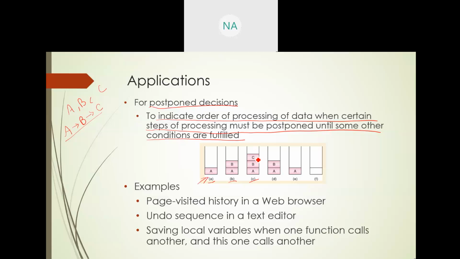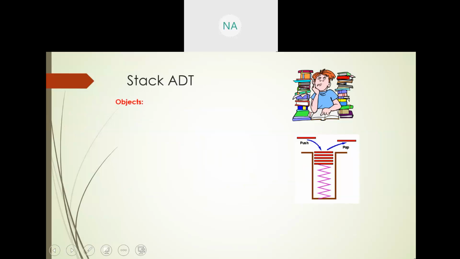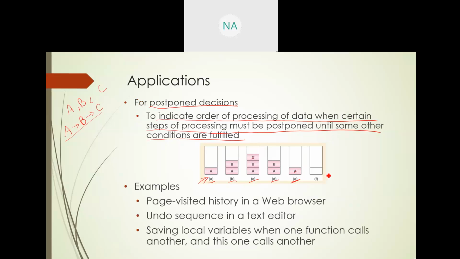Now C is finished, so we will remove project C from the stack. So C is removed and the stack position will be like this. Now the team is working on project B. Project B is finished, so B will also be removed. This is the next position of the stack. Now the team works on project A and finishes it. Then A will also be removed and you will have an empty stack.